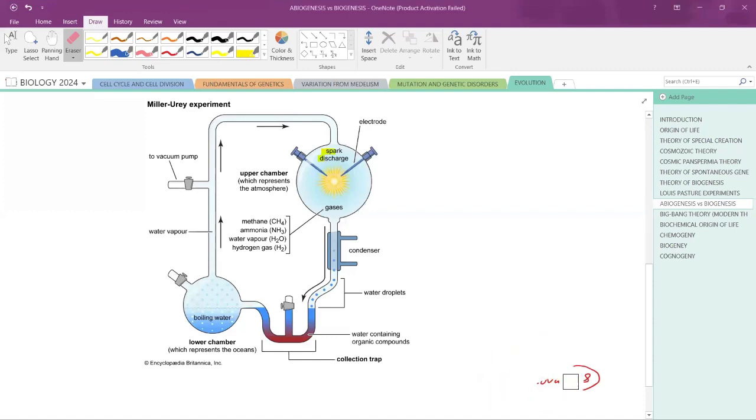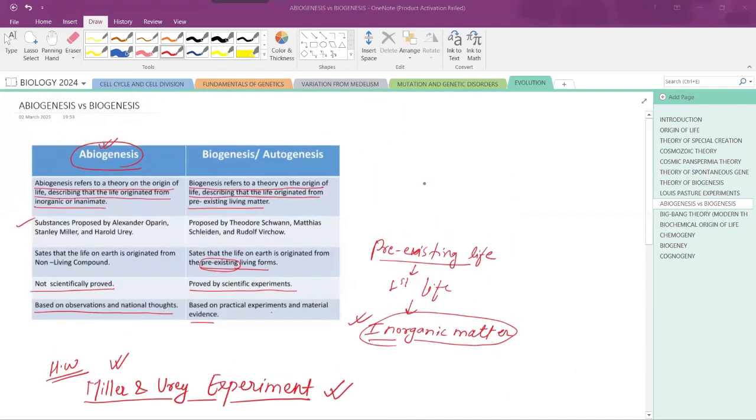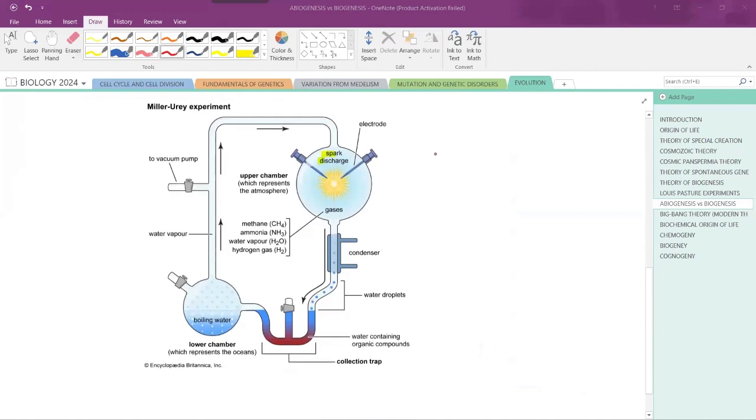So make a note or do more research on this experiment, the Miller and Urey experiment. After that, I will also teach you these experiments, and then you will understand how the first life originated on our earth. Yeah. And after that, we will study the process of evolution.